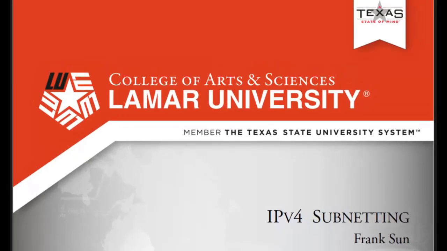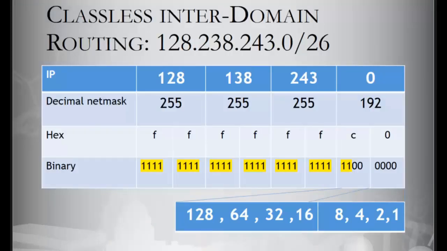In this video, I'm going to talk about IPv4 subnetting, especially classless inter-domain routing. We are going to use this IP as an example: 128.238.243.0. This is the IP range. We are going to use 26 bits as the network part.